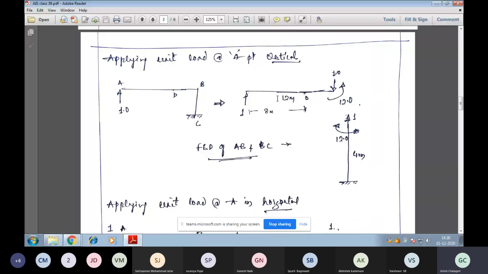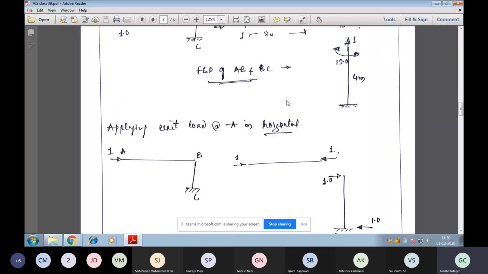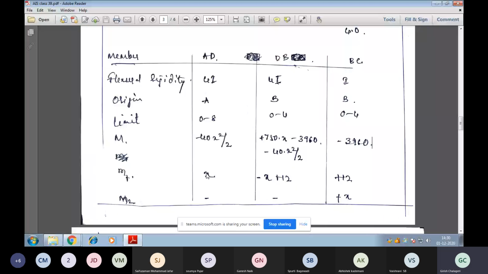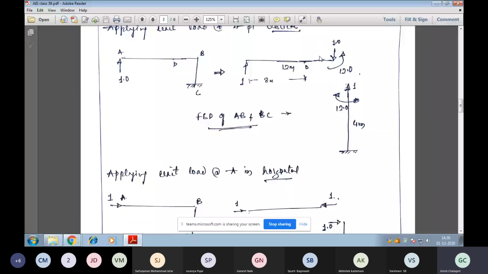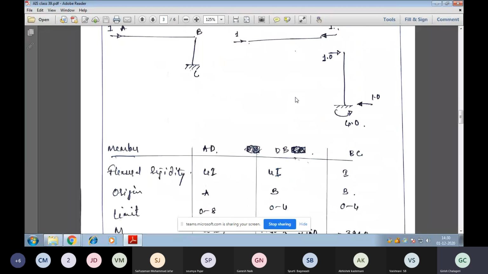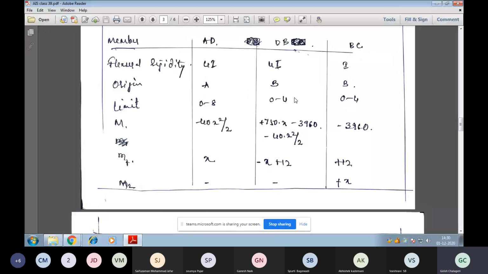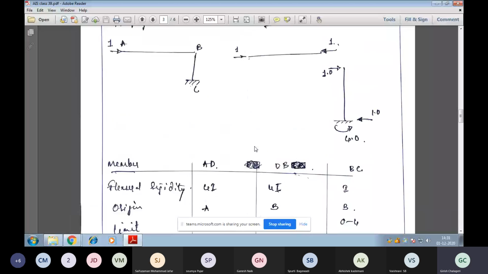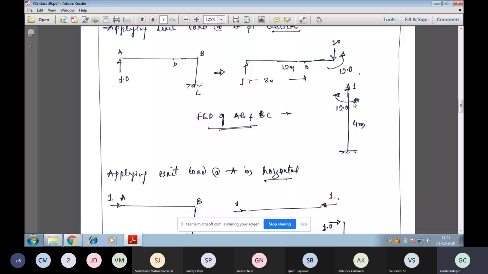Similarly, for the first unit load applied at A point, for member AB, when we take a section here, 1 into X, that is clockwise, so plus X will be there. Similarly, for the second one, B to D, when we take a section at this point, 1 into X, that is clockwise on the right hand side, minus 12 will be there. So 12 minus X will be the formula. Then coming to the third one, clockwise on the right hand side, so for member BC we get minus 12.